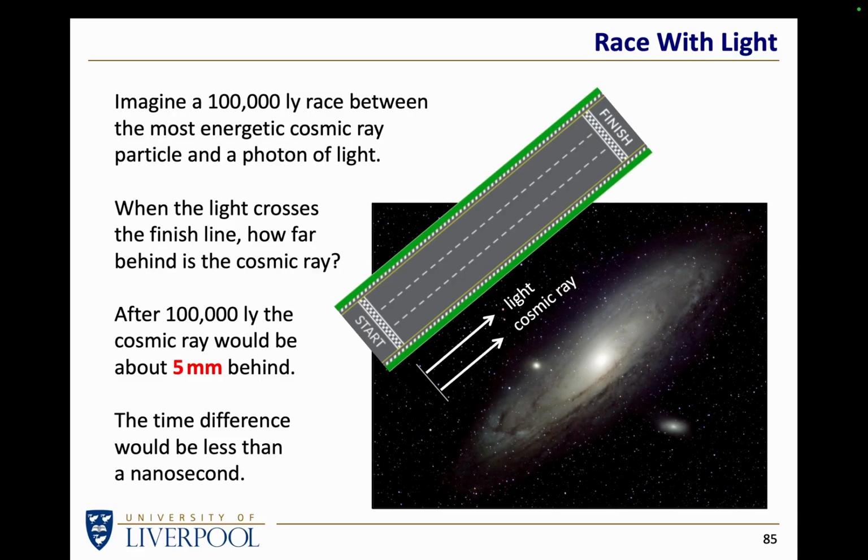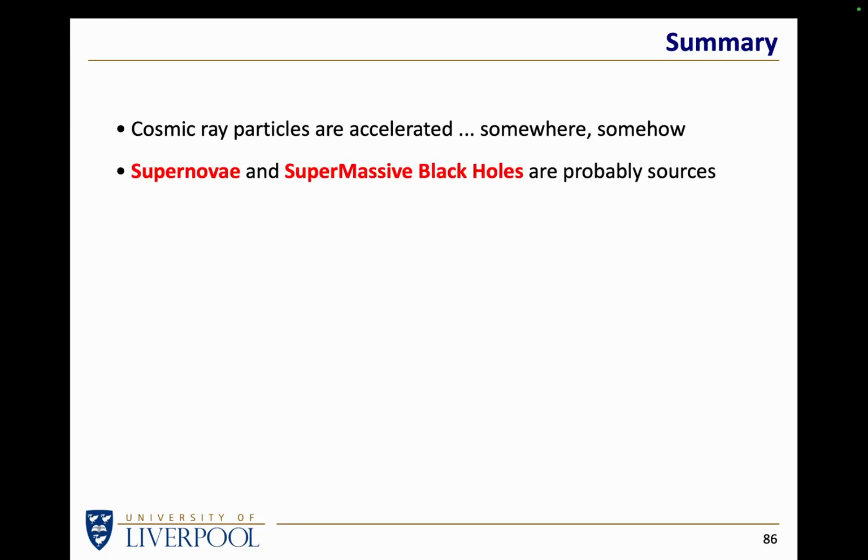That gives you a way of sort of trying to visualize just how fast these cosmic rays are traveling. And the question is, how do they gain that energy? And the answer is simple enough: we don't know. So in summary, cosmic rays are accelerated somewhere, somehow. We don't know what is doing the accelerating, and we don't know where these sources are, because at the moment we simply do not have enough data.